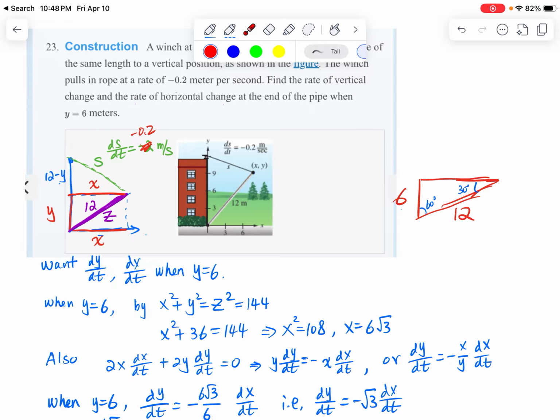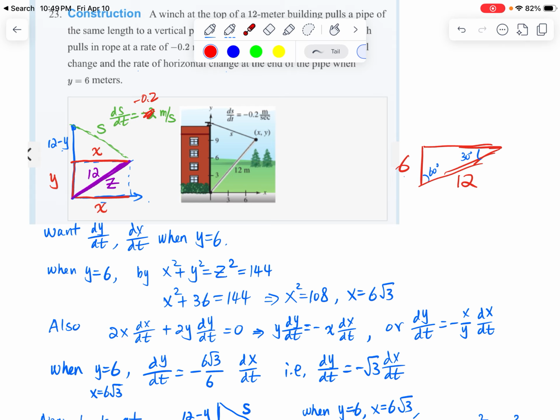Another thing that we want to find from this relationship is the relationship between dy dt and dx dt. So here, this is what we're gonna establish next. So look at this one, right? Let's differentiate with respect to t, both sides. Using the chain rule, the derivative of x squared will be 2x dx dt. Derivative of y squared will be 2y dy dt. z is a constant, so the derivative of z squared, which is 144, a constant, is 0.